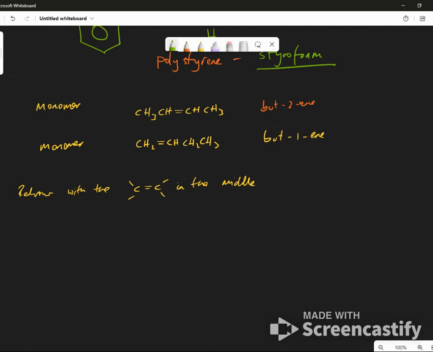So I'm going to call this number 1 and this one number 2. So let's do number 1, and I'll redraw it with the double bond in the middle. So would you agree that this is the middle? And there's a CH3 here, and a CH3 here. Okay. So now I'm going to do the quick way. Get rid of one of the bonds, and I'm going to draw continuation lines like that. And I'm going to say n. And this is polybutene.